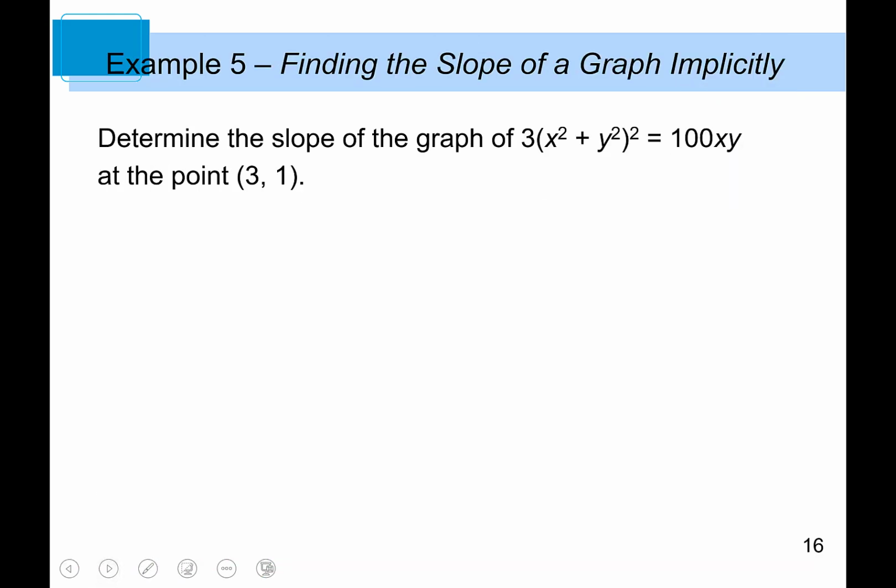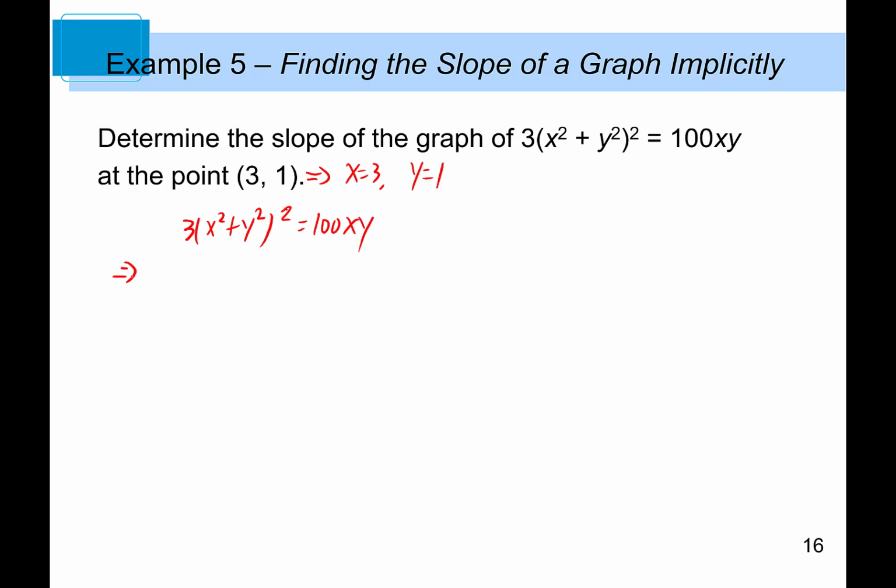And let's do a practice. Determine the slope of the graph 3 times parenthesis x squared plus y squared to the second power equals 100xy at the point (3, 1), that means x equals 3, y equals 1. Okay, so first of all, we have to find the implicit differentiation of the original function. So let's just write the equation first.